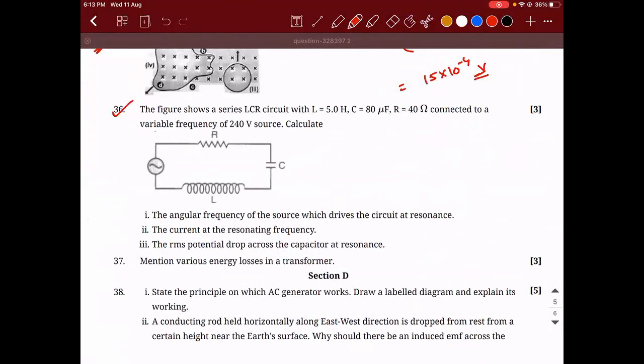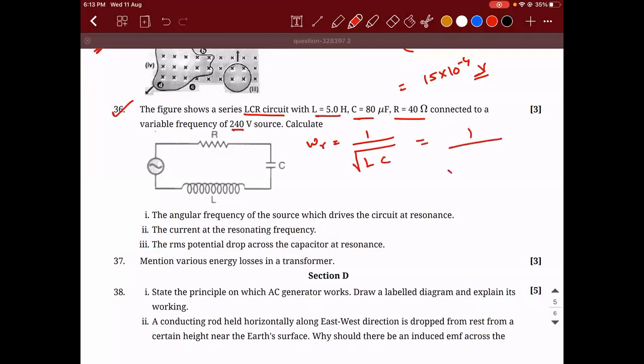The figure shows an LCR circuit with L equal to 5 Henry, C is 80 microfarad, and R is equal to 40 ohm, connected to a variable source of 240 volt. Calculate the angular frequency of the source which drives the circuit at resonance. So angular frequency at resonance formula. What is the formula? 1 by root LC.